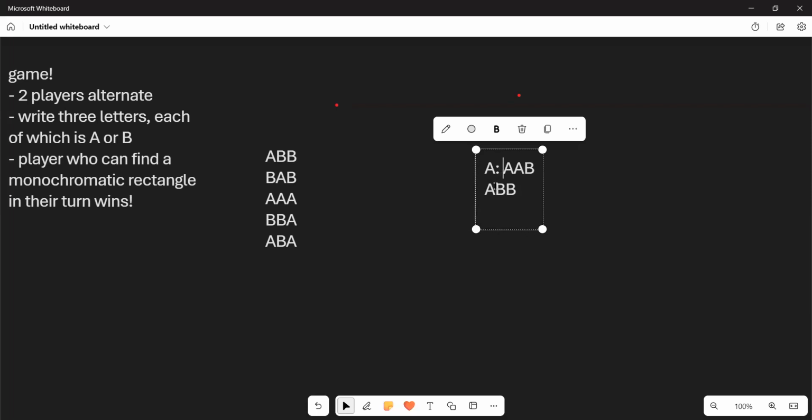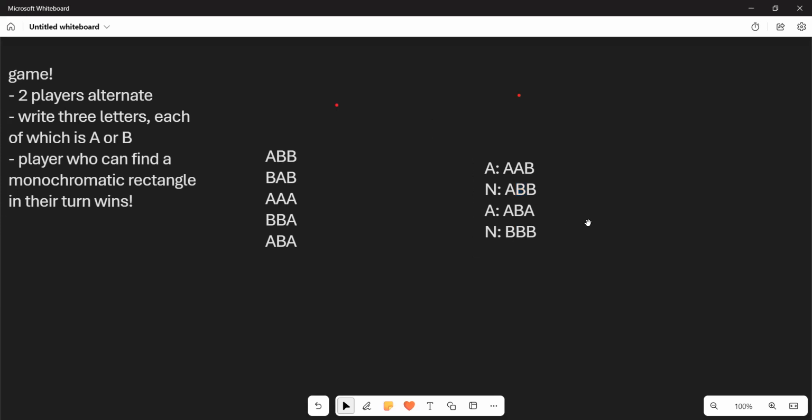ABA. This is Aithreya, this is Naitik. Are we able to find the rectangle anywhere? I don't think so. So it's Naitik. I'll do all B. BBB, that's a bold move. He won. Oh, he did not win. So actually, since it's Naitik's turn and we find a rectangle in his turn, Aithreya wins.